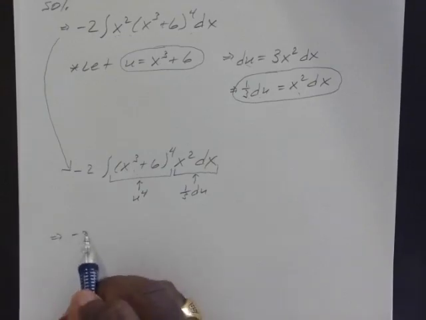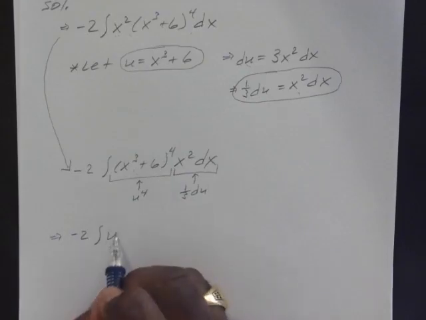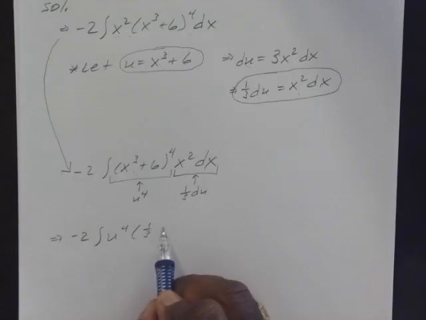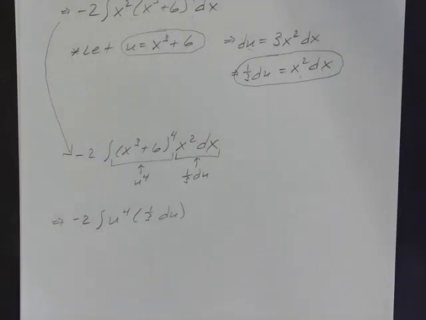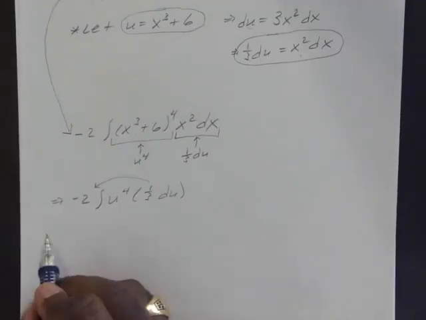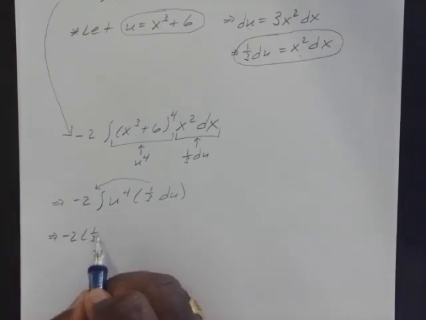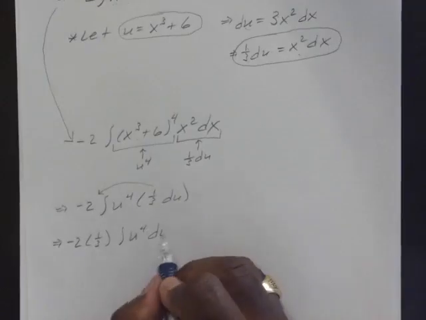So that gives us negative 2 times the integral of u to the fourth power times 1/3 du. So if we get that 1/3 and move it out to the front, that's just negative 2 times 1/3 times the integral of u to the fourth power du.